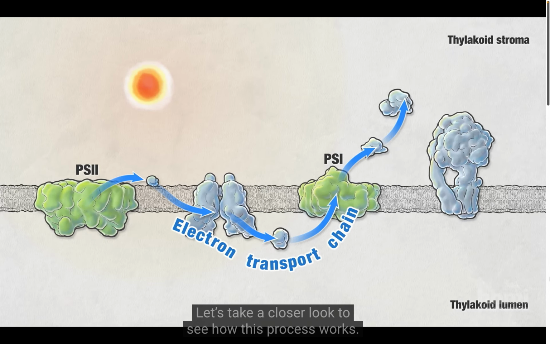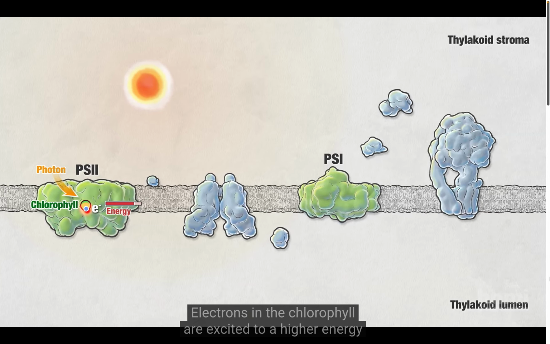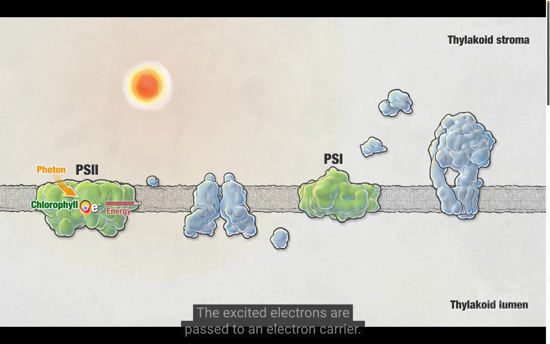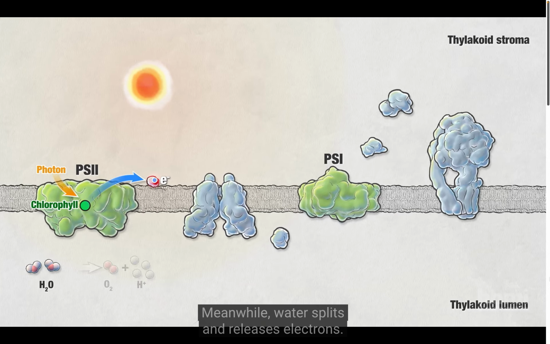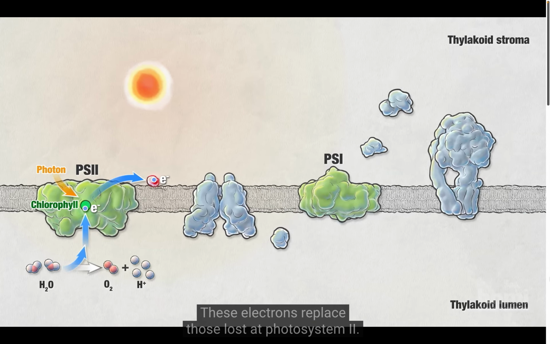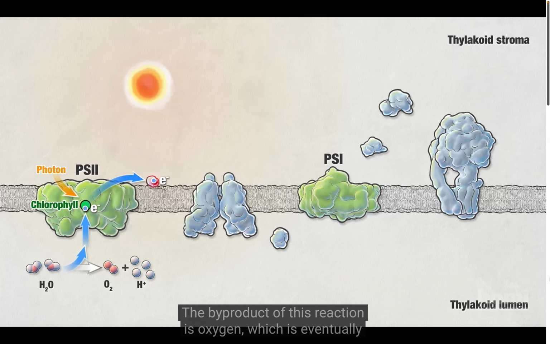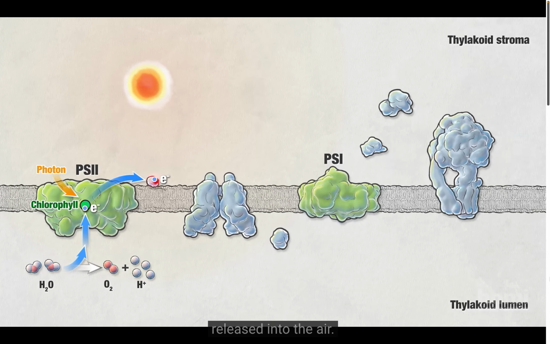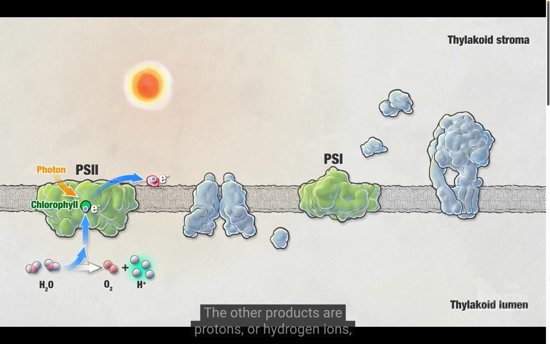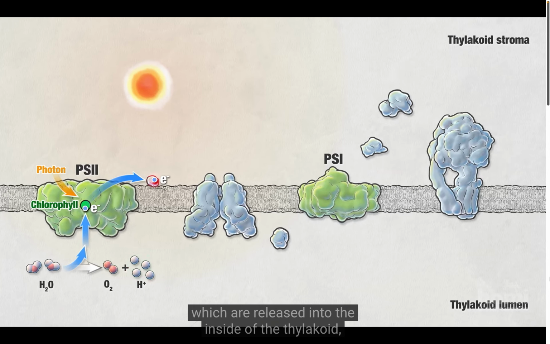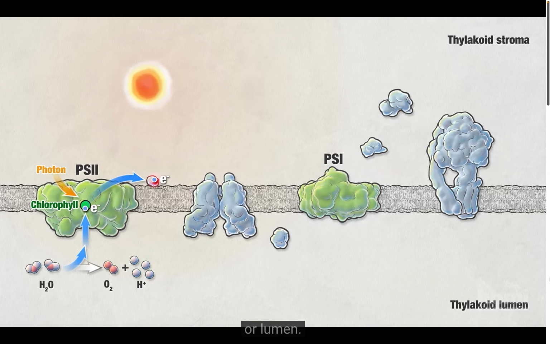Let's take a closer look to see how this process works. First, photons of light hit chlorophyll, a light-absorbing pigment in photosystem 2. Electrons in the chlorophyll are excited to a higher energy level. The excited electrons are passed to an electron carrier. Meanwhile, water splits and releases electrons. These electrons replace those lost at photosystem 2. The byproduct of this reaction is oxygen, which is eventually released into the air. The other products are protons, or hydrogen ions, which are released into the inside of the thylakoid, or lumen.